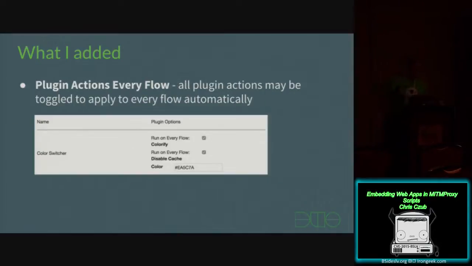So then on the plugin options page, you can also configure any plugin actions that you create to run across every flow, so you don't have to manually click on the flow and click run action again. So you can say run in every flow, and it'll go.